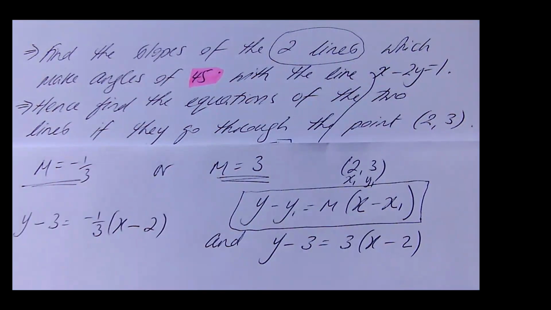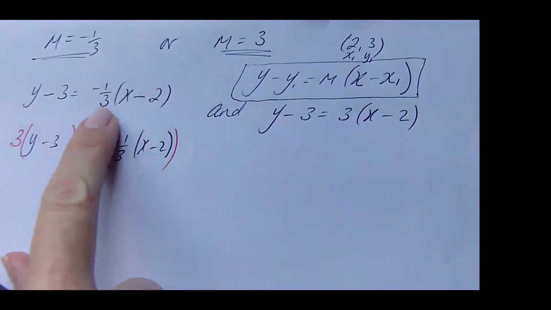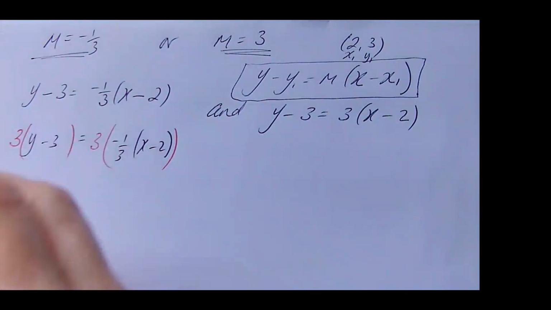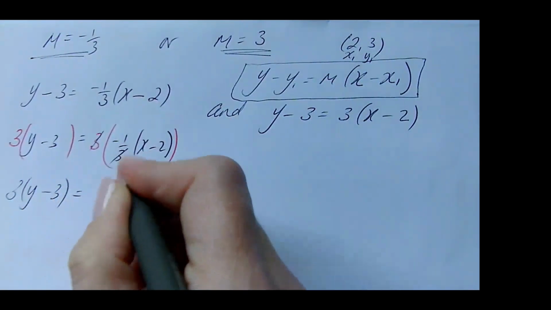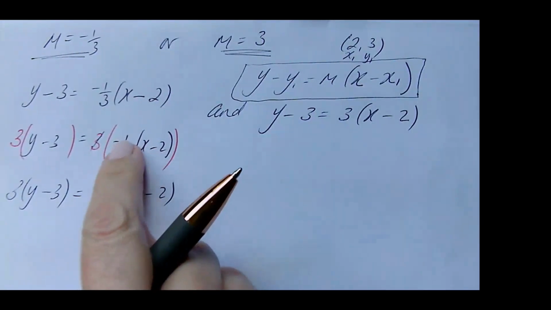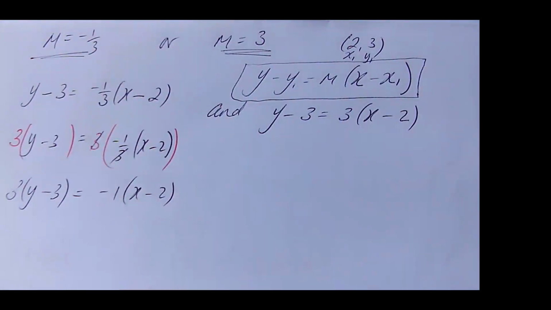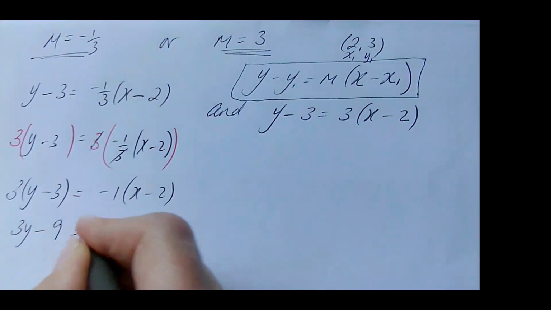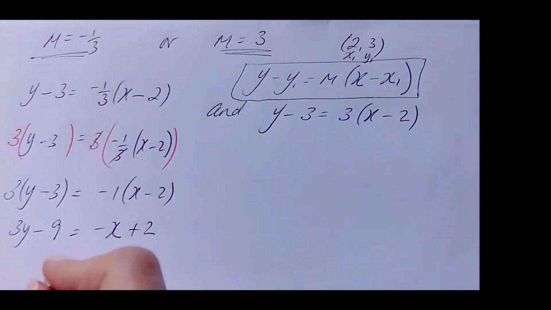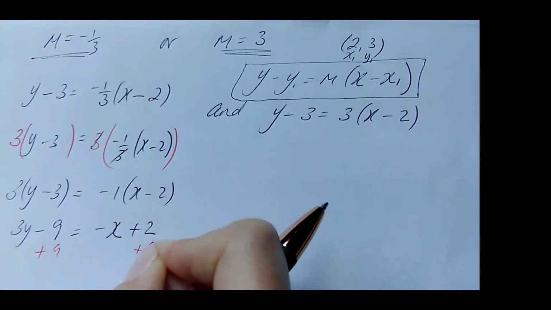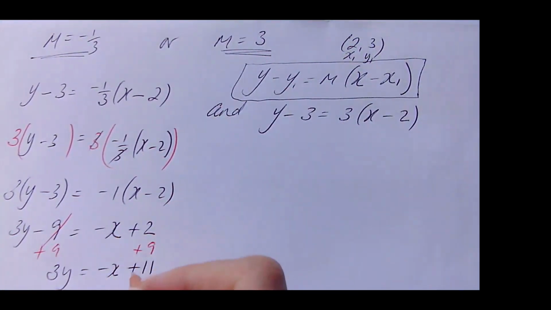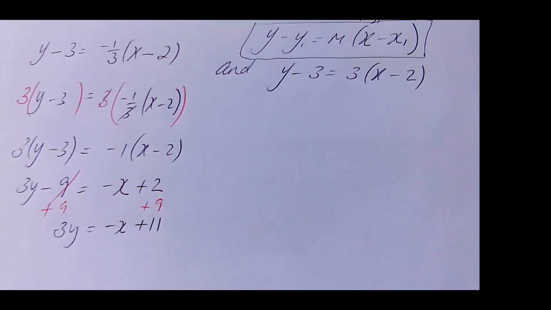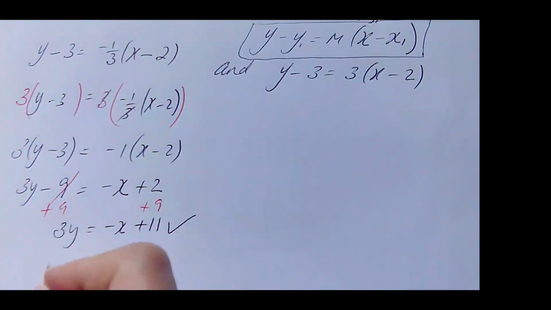Okay, so here we go. So on this side, I'm going to multiply both sides by 3 to get rid of that divide by 3 on the right-hand side. And I get 3 times y minus 3 on the left. That cancels with that, so I just have minus 1 times x minus 2 on the right. Okay, so that'll be 3y minus 9 is equal to minus x plus 2. And then tidy up the number work. Let's add 9 to both sides. I get 3y is equal to minus x plus 11, which is correct, but I'm just going to rearrange it.